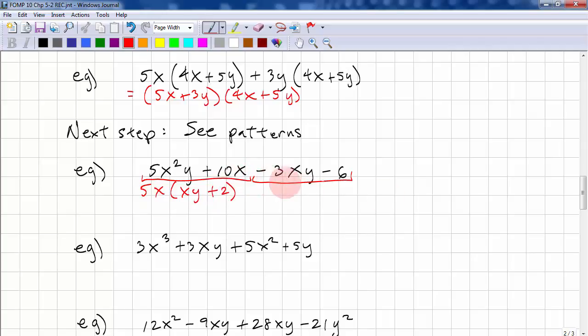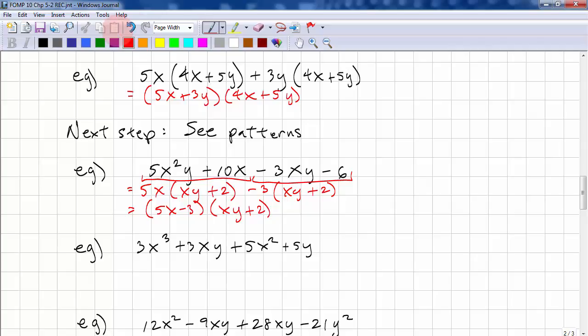And what do we want to pull out here? We want to pull out a minus, and then there's a 3 is common here. So minus 3. That leaves us with xy, and negative 6 divided by negative 3 leaves us with 2. And again, we have the pattern as we saw before, xy plus 2. And this gives us 5x minus 3 and xy plus 2.